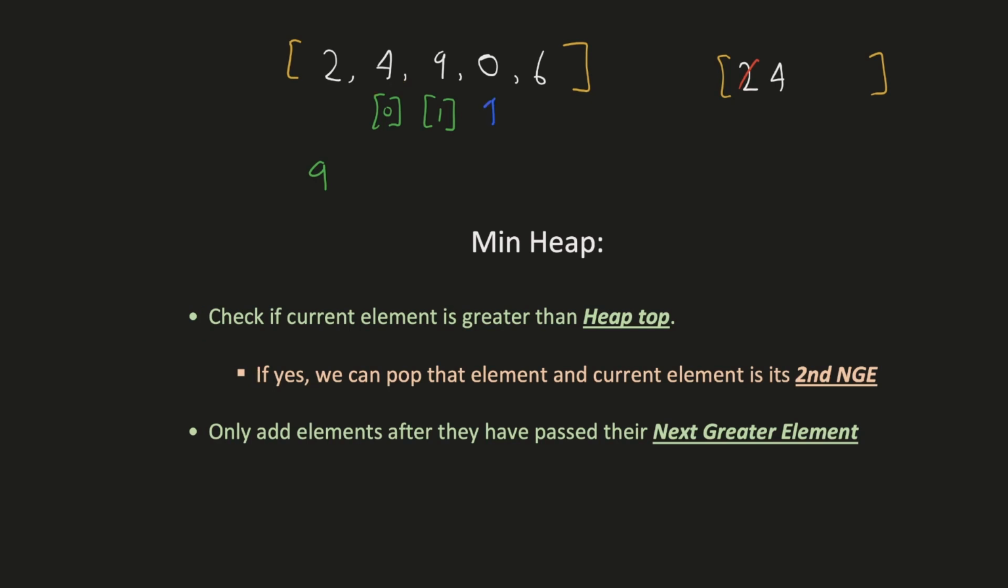For our next element 0, we'll compare it with the top of the heap. We can see that it is not greater than the top element, hence we'd continue. For our last element 6, we'd compare with the top of the heap. As 6 is greater than 4, we'd pop it from the heap. And for 4, we would mark 6 as the second greater element. Now there are no more elements to check. All the elements for whom we could not find the second greater element would store -1.